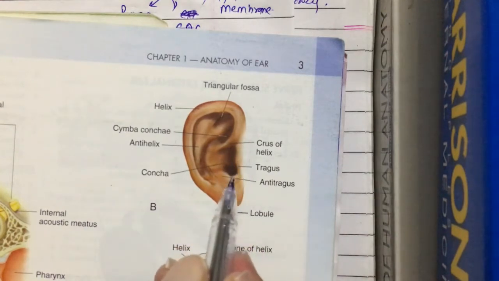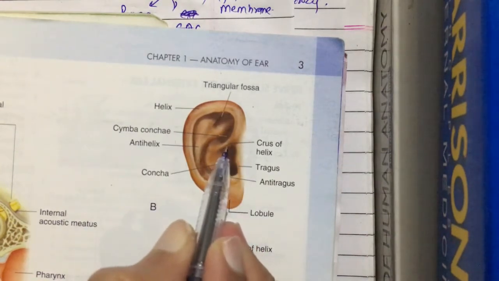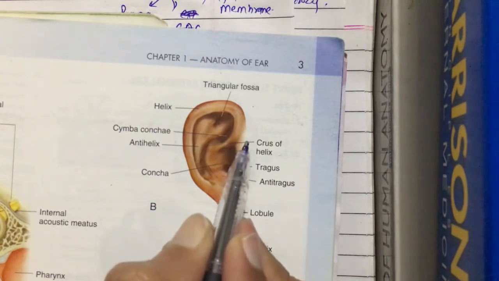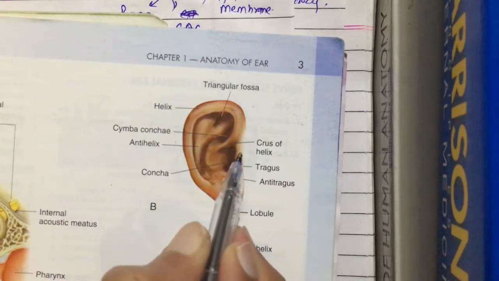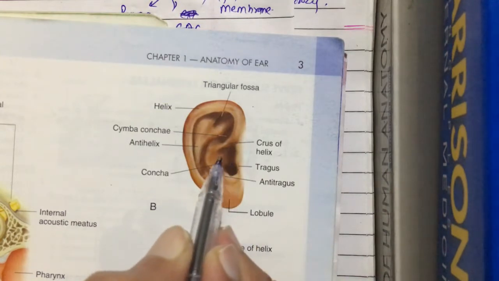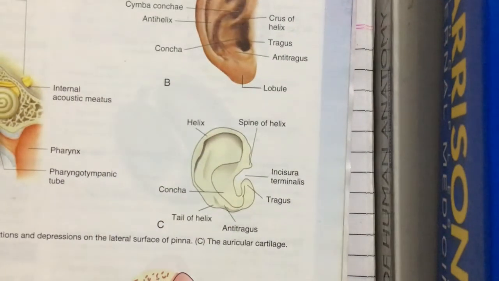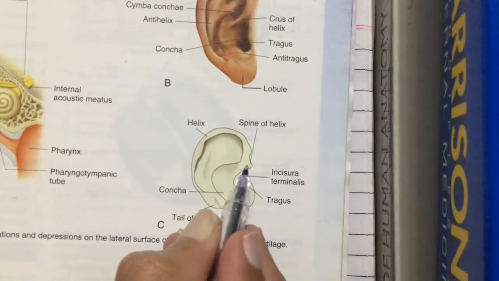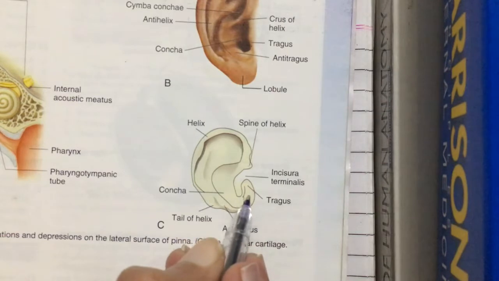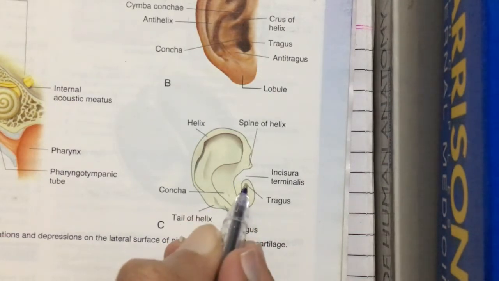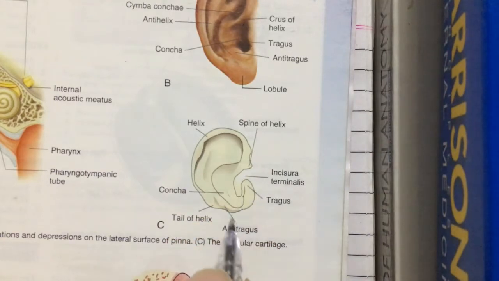Here we have the crus of the helix, and below it there is the tragus. But in between the crus of the helix and the tragus, there is a space. This is known as the incisura terminalis. You can see the cartilaginous framework: this is the crus of the helix and this is the tragus, and the space between them is called the incisura terminalis.